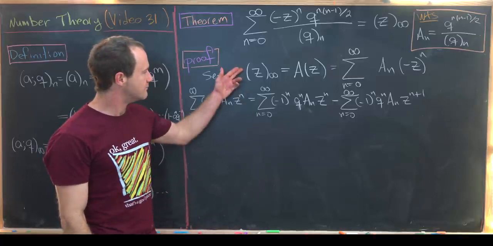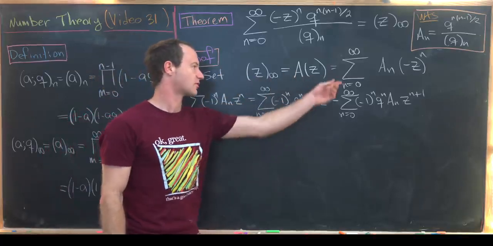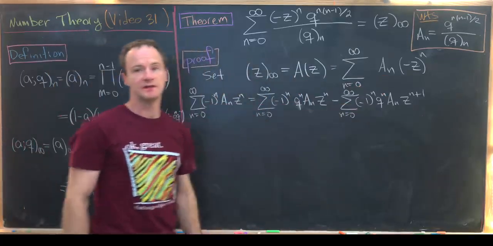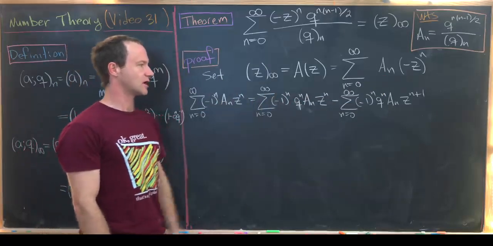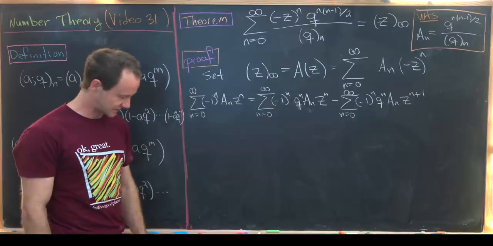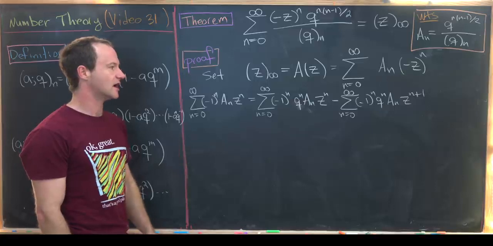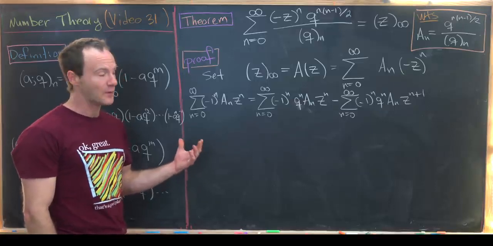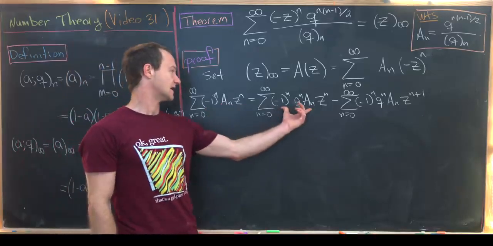Okay, on the last board, we manipulated our expansion for our function A of z, which was this product, down to the following relationship between these coefficients. Now we just have to do a little bit of work on these series to extract that relationship between the coefficients. So we'll start by noticing that the only occurrence of a0 just by itself with no power of z or q happens here and here.